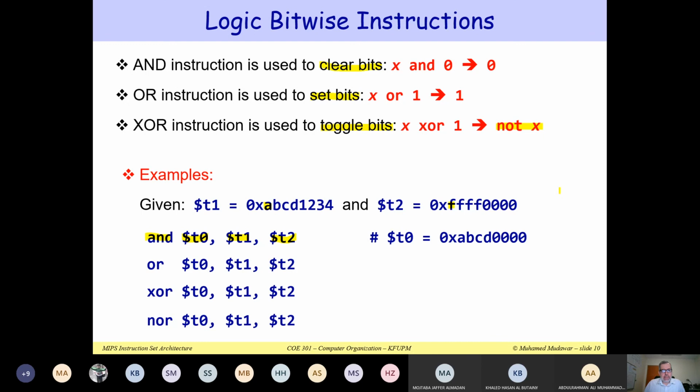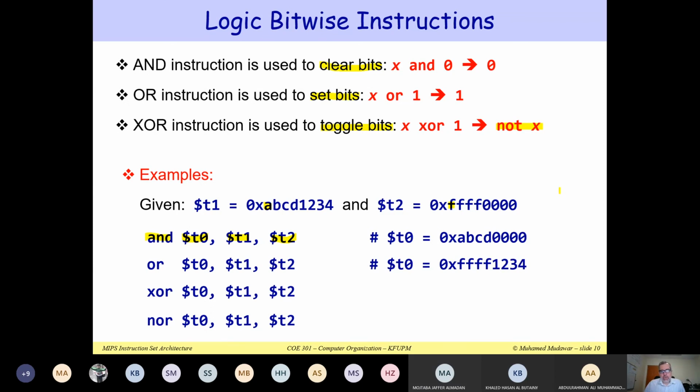How about when I OR T1 with T2? What do I get? F, 1, 2, 3, 4. Exactly, F, 1, 2, 3, 4. The answer is easy, right? Because when I OR with 1, I get 1. When I OR with F, I will get F.